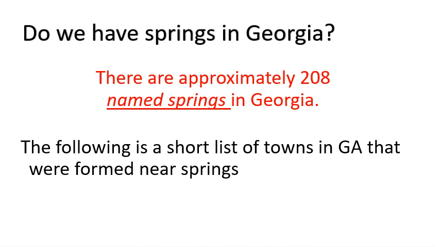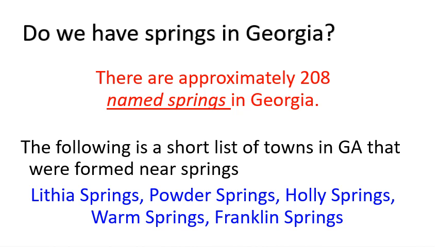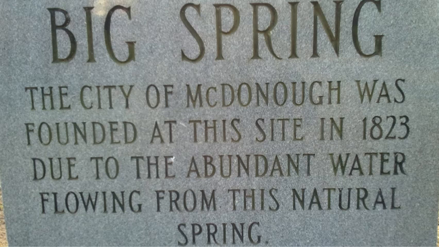Now, there's a bunch of towns that sprung up around these springs because people wanted to live someplace where they could get good, clean drinking water. You'll recognize some of these names. The city of McDonough in south of the airport was formed in 1823 as people were moving away from the coast where the original colony was in Georgia, and they're moving inland and say, hey, we got to find some water. That's where we need to live, is where we have some water. And they came across this big spring and said, let's settle here.